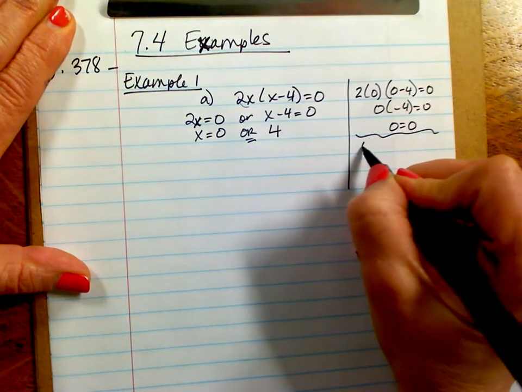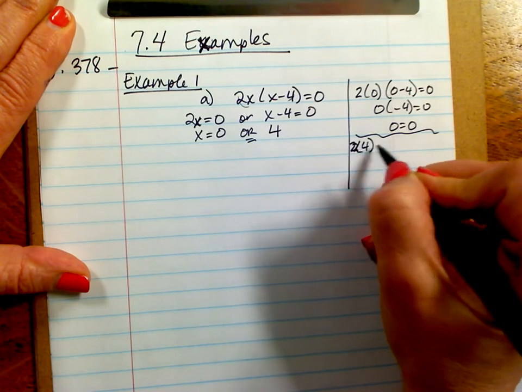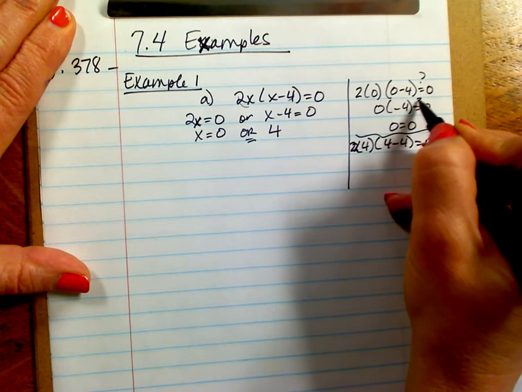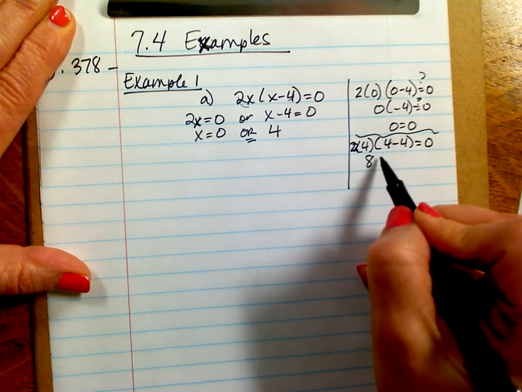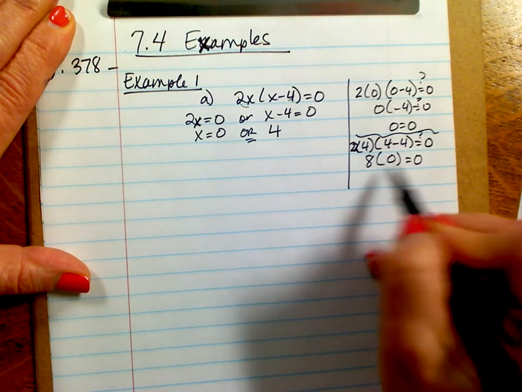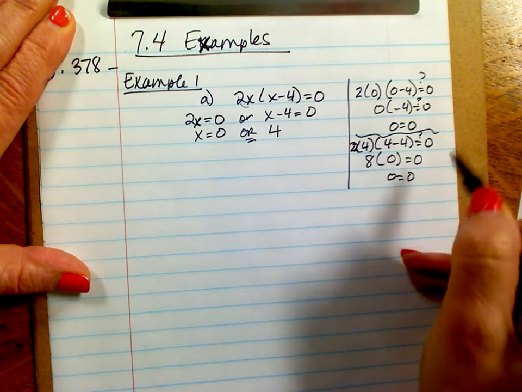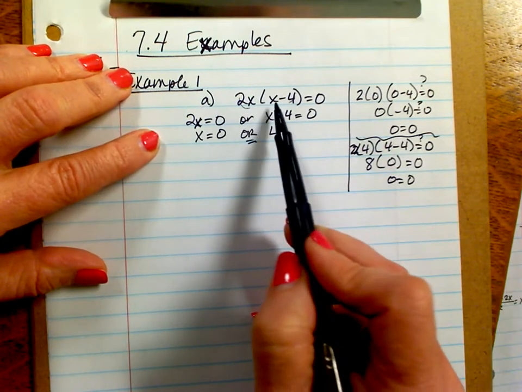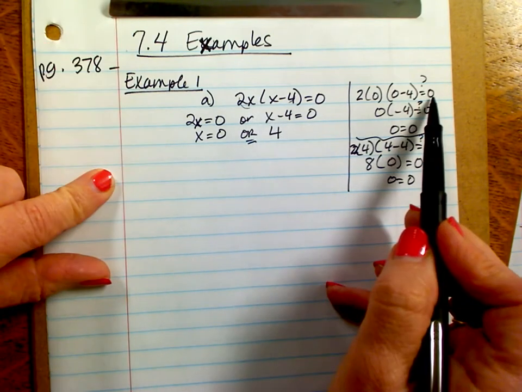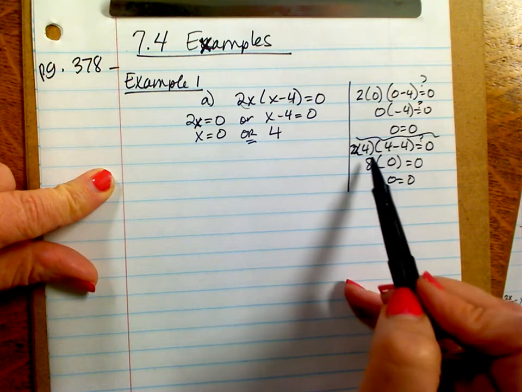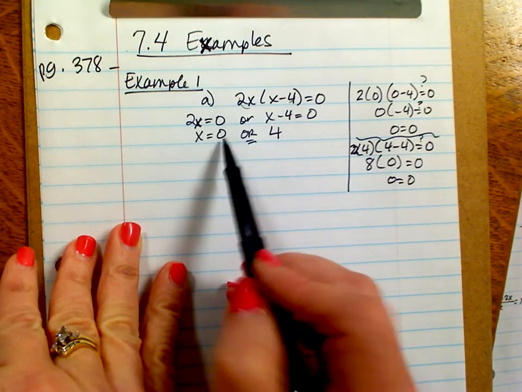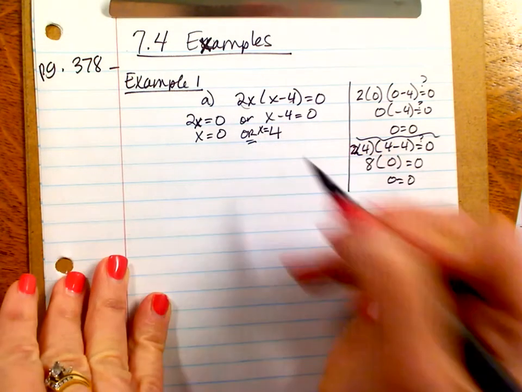Or I can test 4. 2 times 4 times 4 minus 4. So I'm testing here. 2 times 4 is 8, but 4 minus 4 is 0. And 8 times 0 is 0. So what I'm looking for is the two solutions here that make this statement true, that equals 0. So it can be 0 or it could be 4. So your roots are x equals 0 or x equals 4.